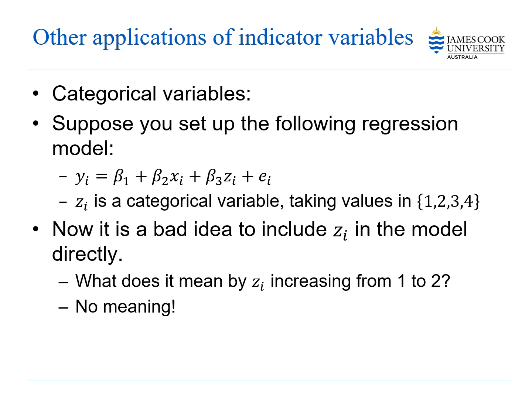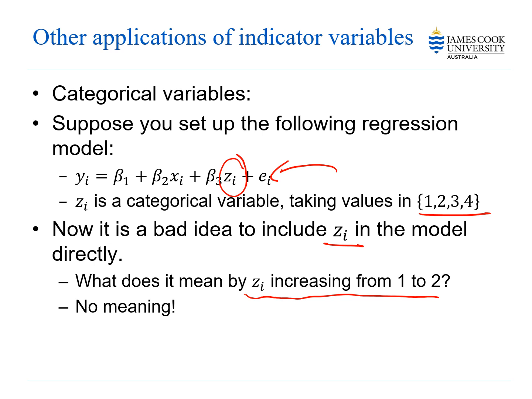Sometimes our right-hand side variables, explanatory variables, can be categorical variables. For example, Zi here takes value 1, 2, 3, 4. It's category 1, category 2, 3, 4. You might be tempted to include this Zi in the regression model directly, but don't do this. The issue is that we don't have a meaning for Zi increasing from 1 to 2, 2 to 3, 3 to 4. There's no meaning associated with this.